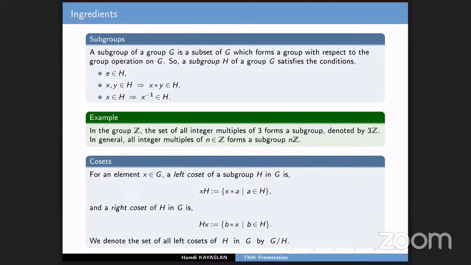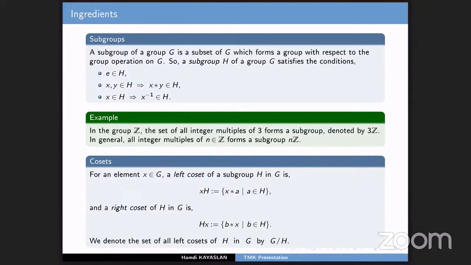And it has to have the closure property, and for any element in H, the inverse should also be in H. As I said, there are a few more equivalent conditions that we can check. As an example, we can take the integers with addition, and the set of all integer multiples of 3 forms a subgroup. We denote it by 3Z.